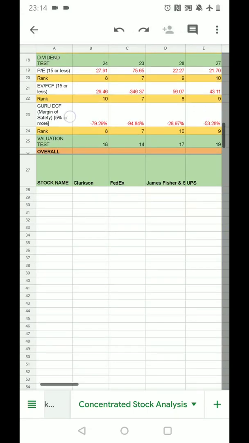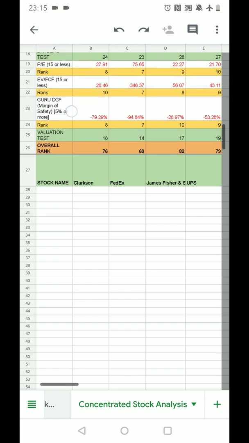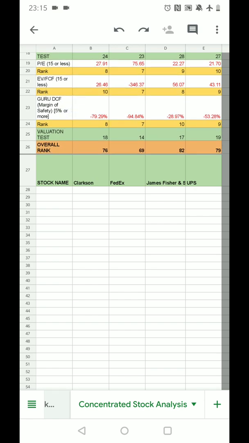And now, finally, for the overall scores, which take into consideration all of the various tests above. To give you the final results, drum roll please, we have James Fisher in first, UPS in second, Clarkson in third, and FedEx, unsurprisingly, last. So my final thoughts: UPS and James Fisher really aren't bad buys, but for my money they're a bit overvalued. But if you were dollar cost averaging long term, then both have really good dividend safety records, as can be seen from this video, and may well be worth the buy.